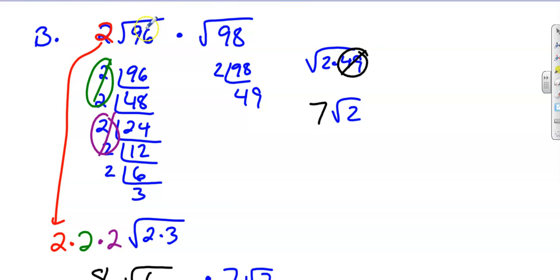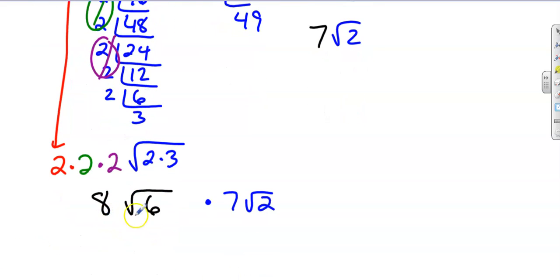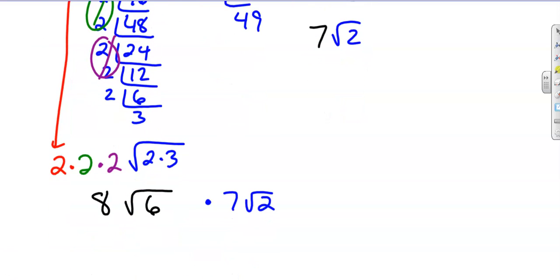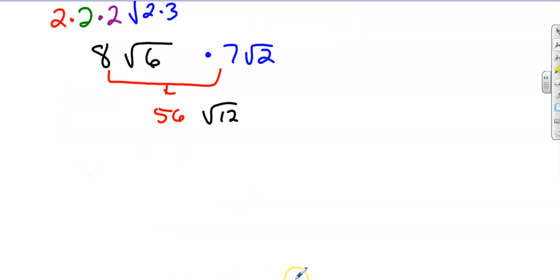Okay, so taking the first one, the square root of 96, breaking it down, it's 8 square root of 6. Square root of 98 became 7 square root of 2. Well, now you've got easier numbers to work with. Now we can go back and multiply this together. So on the outside, we've got 8 times 7 for 56. And on the inside of the square root, 6 times 2 is 12.